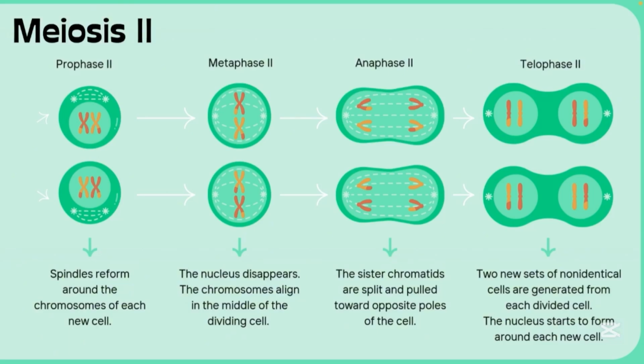In meiosis 2, it is completely a normal process like mitosis: in prophase 2 the spindle fiber starts to form, the nucleus disappears, the chromosomes align in the middle, and in anaphase the chromosomes are split and pulled towards the opposite poles, and in telophase become two new sets of non-identical cells. Okay, so this was the key difference, and this was the complete process of meiosis and mitosis.